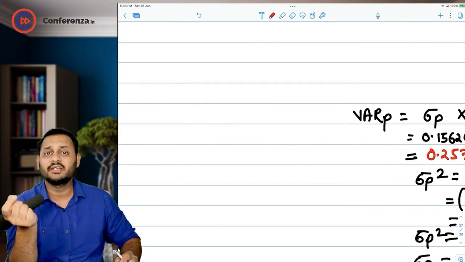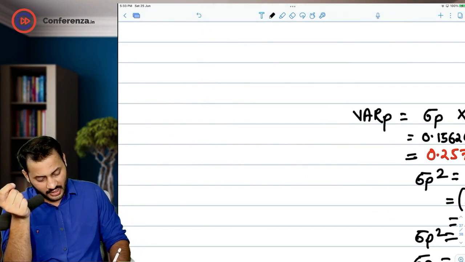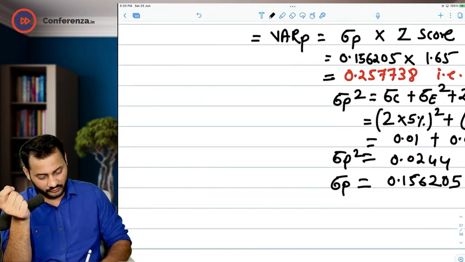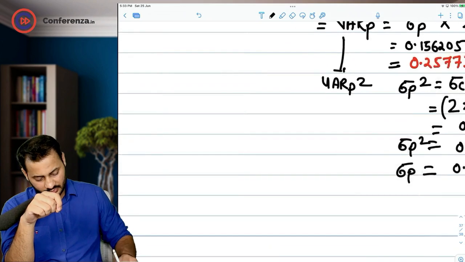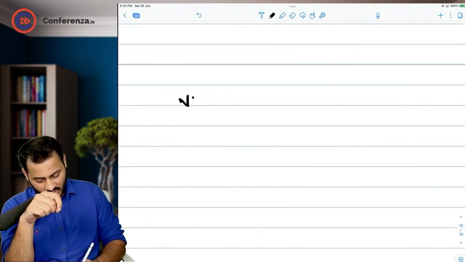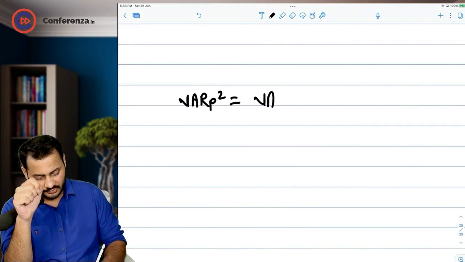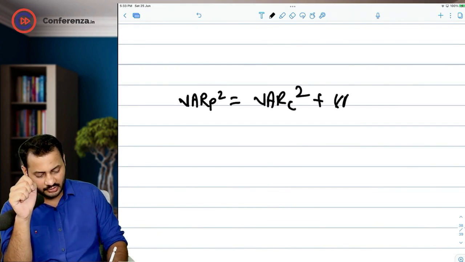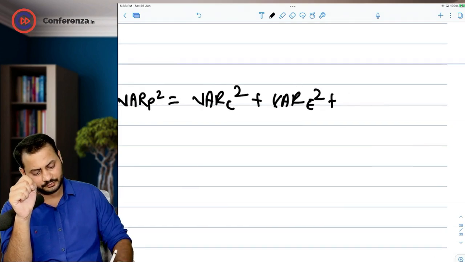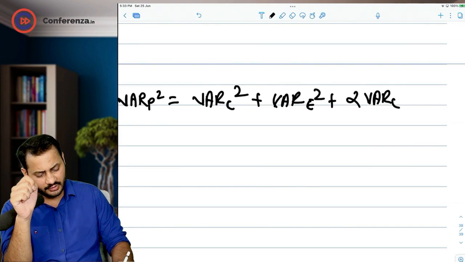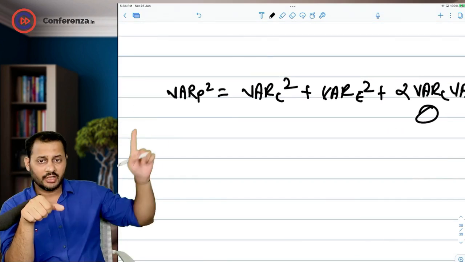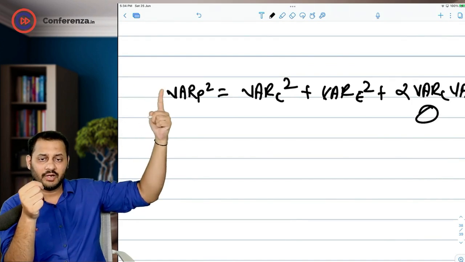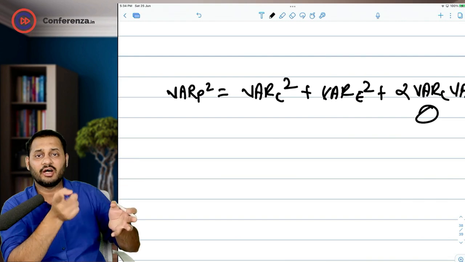we learned in the previous example, which is like this. For VAR of the portfolio, we can use VAR of the portfolio squared. VAR of the portfolio squared is nothing but VAR of the Canadian dollar squared plus VAR of the euro squared plus 2 into VAR of the Canadian dollar, VAR of the euro, and the correlation coefficient. This entire figure will become 0 because the correlation coefficient is 0. Now, in order to calculate VAR of the portfolio squared, we will have to first calculate VAR of the Canadian dollar and VAR of the euro.